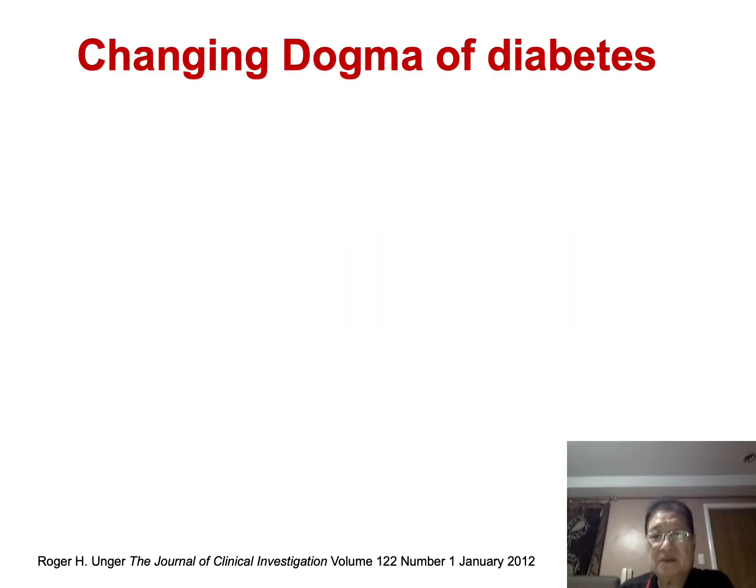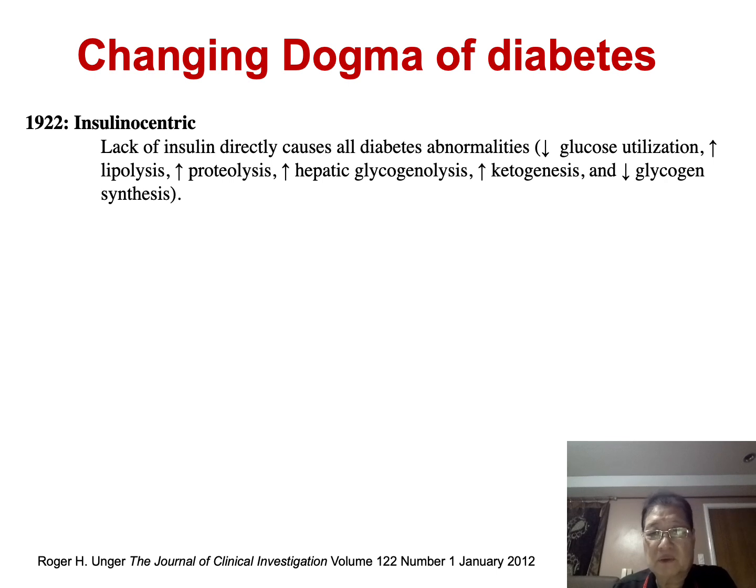So here's the changing concept, or the changing dogma, of diabetes. In 1922, with the discovery of insulin, it was believed that lack of insulin is the key pathogenesis of type 1 DM, and giving exogenous insulin would solve all the problems of type 1, because lack of insulin leads to decreased glucose utilization, increased lipolysis, increased proteolysis, increased hepatic glycogenolysis, increased ketogenesis, and decreased glycogen synthesis.